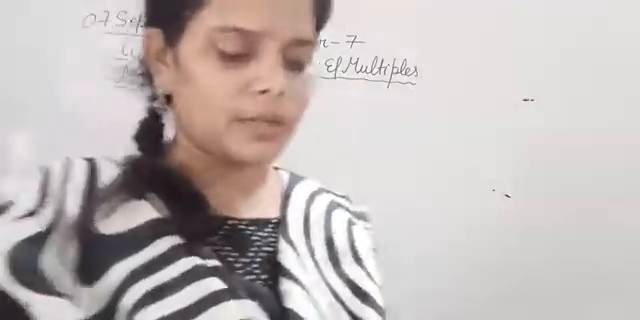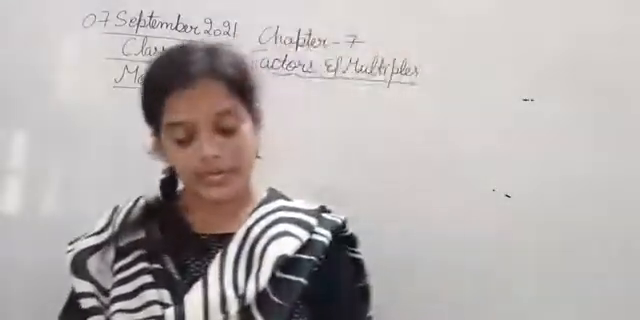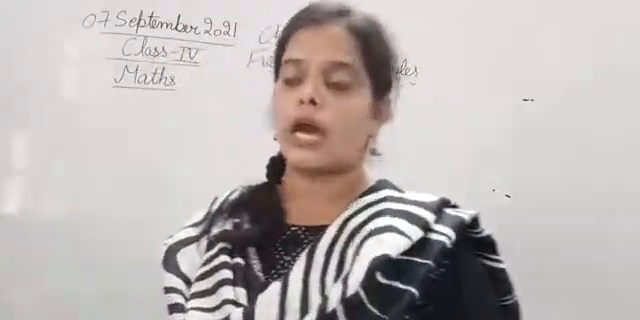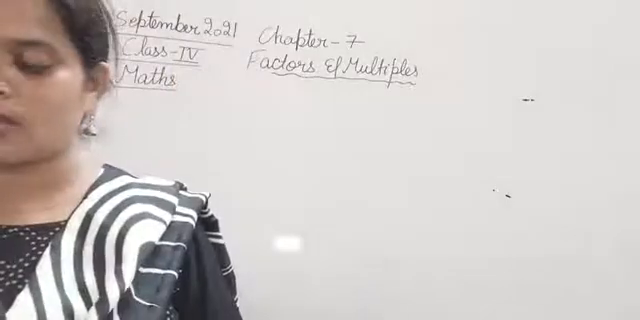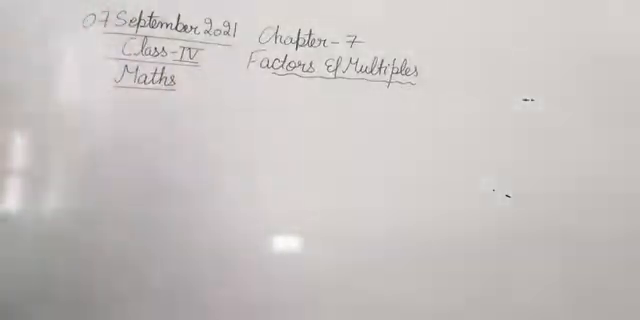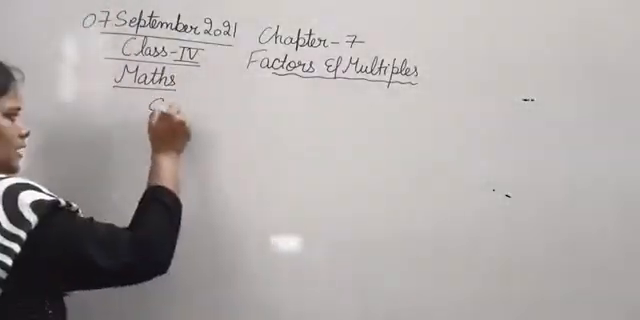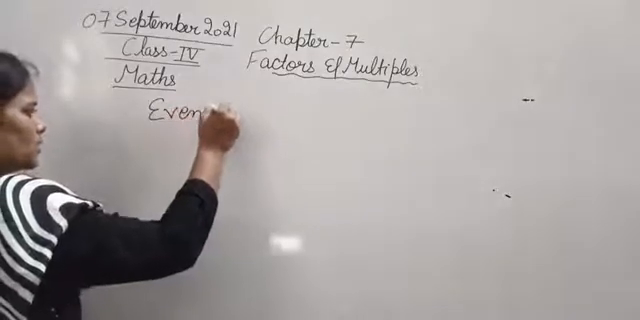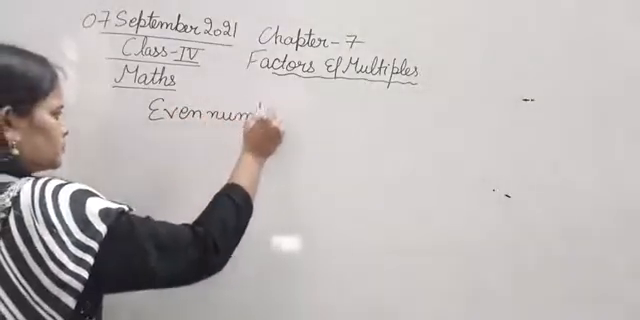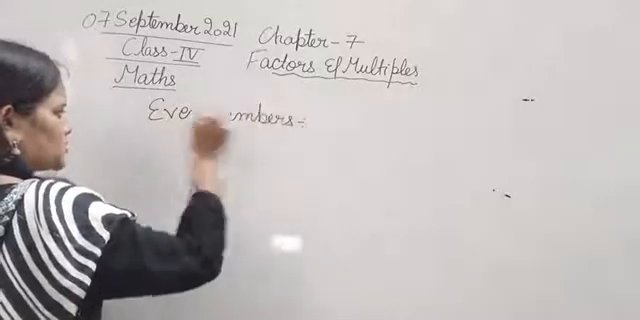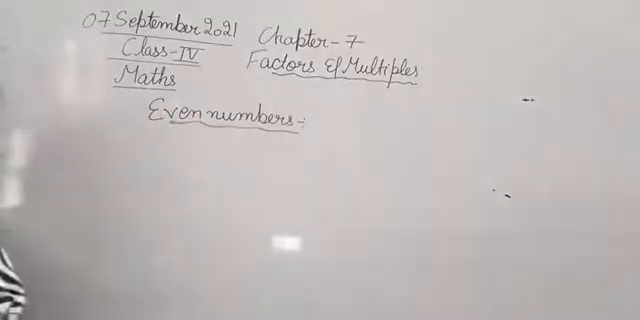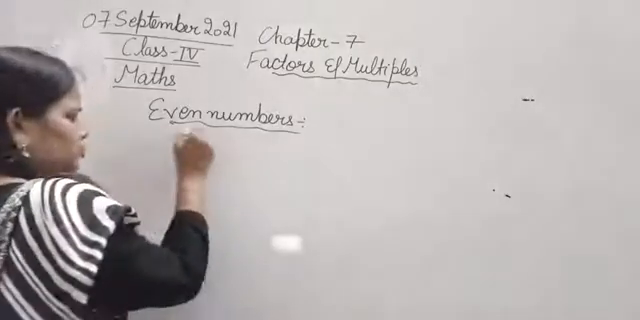So what are even numbers? The numbers which are exactly divisible by 2 are known as even numbers. Okay, so the next is even numbers. So what are the even numbers? The numbers exactly divisible by 2.